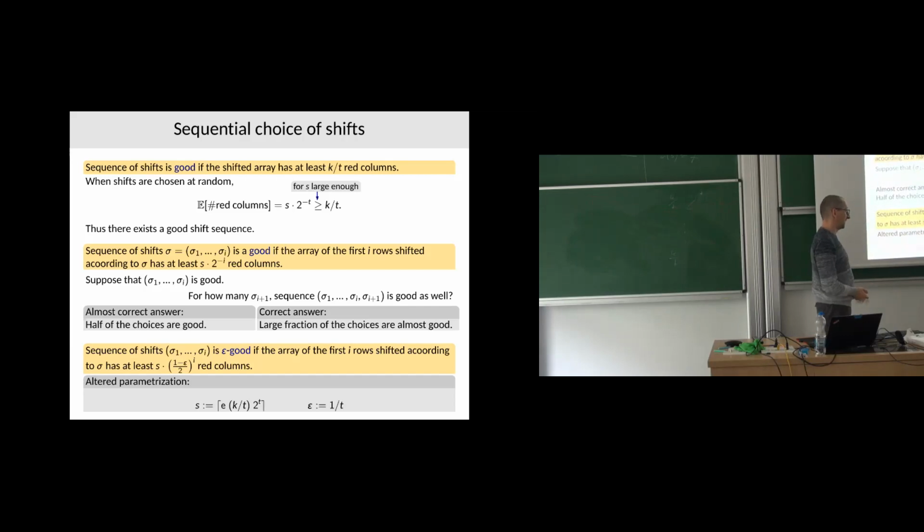So it's enough to start with this number. Multiplying S by e is just enough, choosing epsilon as 1 over t. This is an additional factor that we lose in the whole process, so it behaves like e. If we start with more columns, it is still okay. And in the end, we have k over t monochromatic columns. Okay, so we established some.